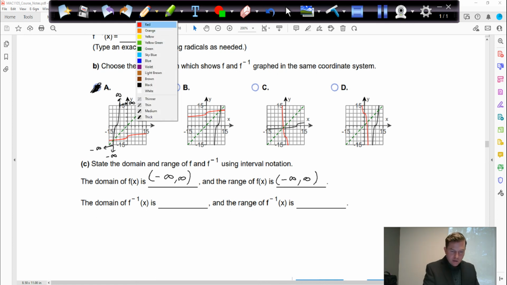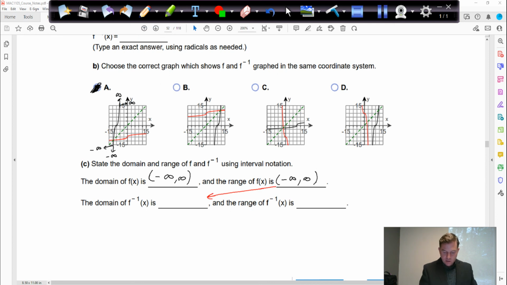Well, that makes our next set of answers easy. This answer goes here. This answer goes here. So they're both all real numbers for the domain and range. And you can see it in the picture. This red line is also going to go left and down, and it's going to go right and up, both to infinities, minus infinity and positive infinity. So it's going to see everything.